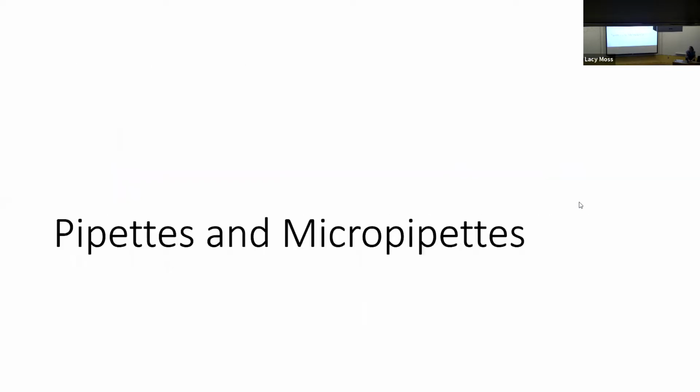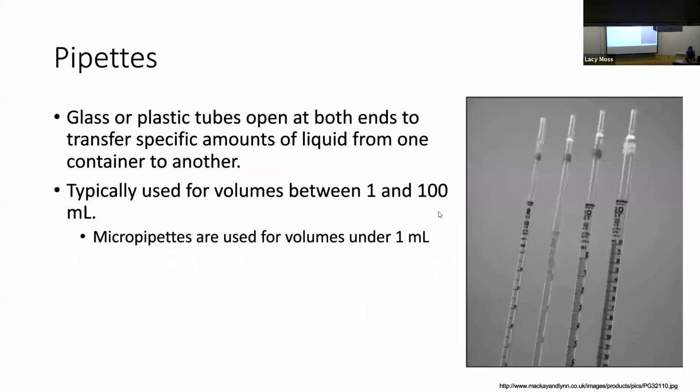All right, so now we're going to talk about pipettes and micropipettes. All right, so pipettes, these are basically really fancy straws. They're glass or plastic tubes open at both ends that are used to transfer liquids from one container to another. And they're typically used for volumes between 1 and 100 milliliters. If it's under 1 ml, you're usually going to be using a micropipette because it's more accurate, not to mention easier to use.